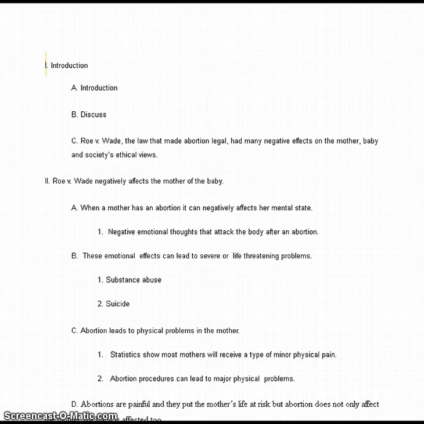Here is an example outline from last semester where the student did exactly what I wanted. She typed the introduction, A and B, left it as is, but in C, she actually typed her thesis statement: Roe versus Wade, the law that made abortion legal, had many negative effects on the mother, baby, and society's ethical views. Then you can see how she took each topic sentence from the thesis, Roe versus Wade negatively affects the mother or the baby, and then she started dividing out her evidence.